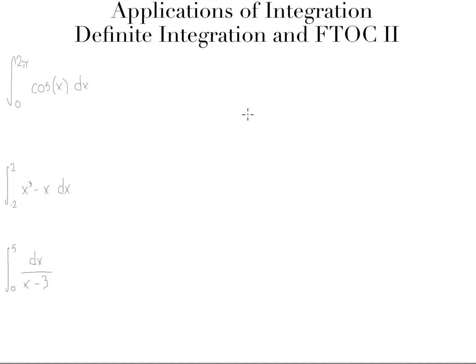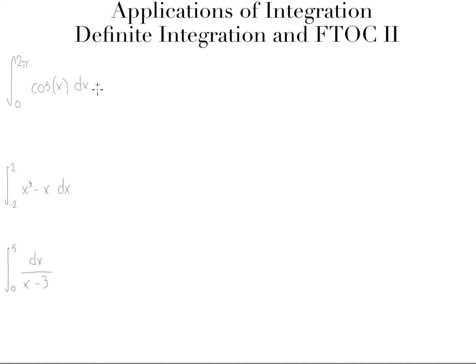In this video, I'd like to cover a few examples using definite integration. So first I have the integral from 0 to 2 pi of cosine x dx. The first step in evaluating this integral is just checking that this function is continuous from 0 to 2 pi. And from our knowledge of trigonometric functions, we know that cosine x is continuous. So then we can proceed.